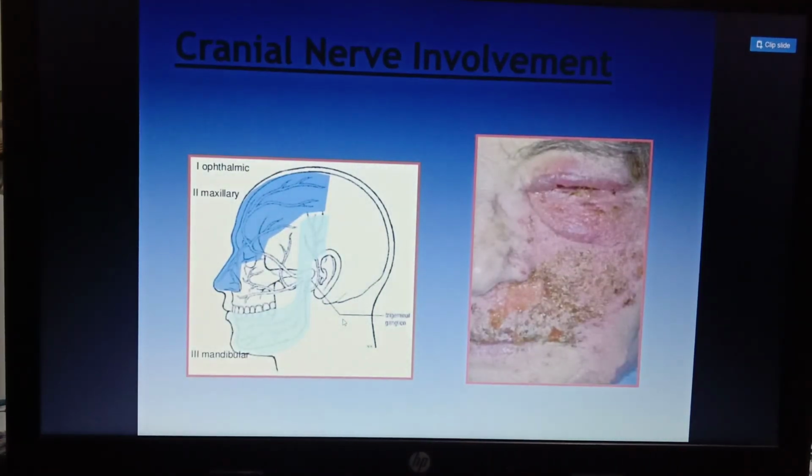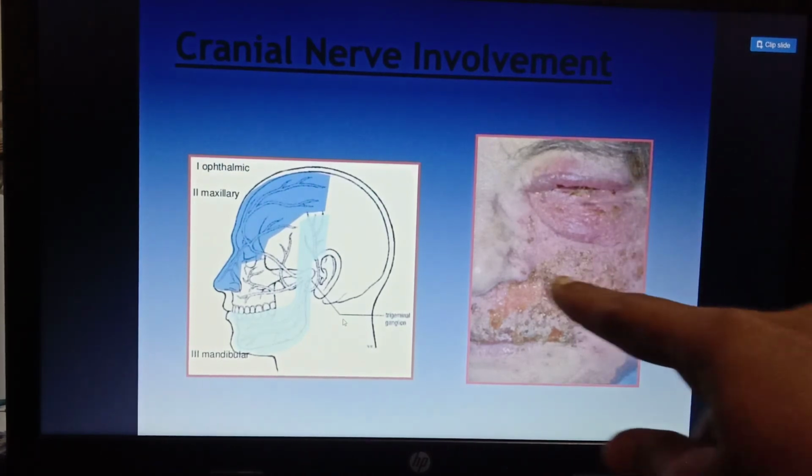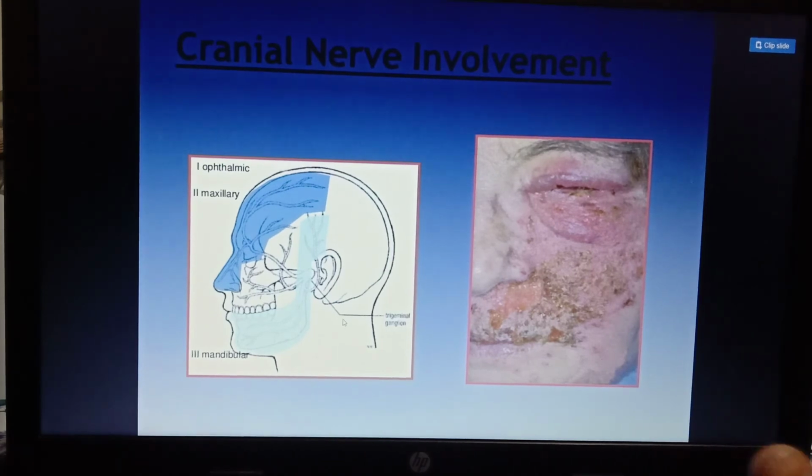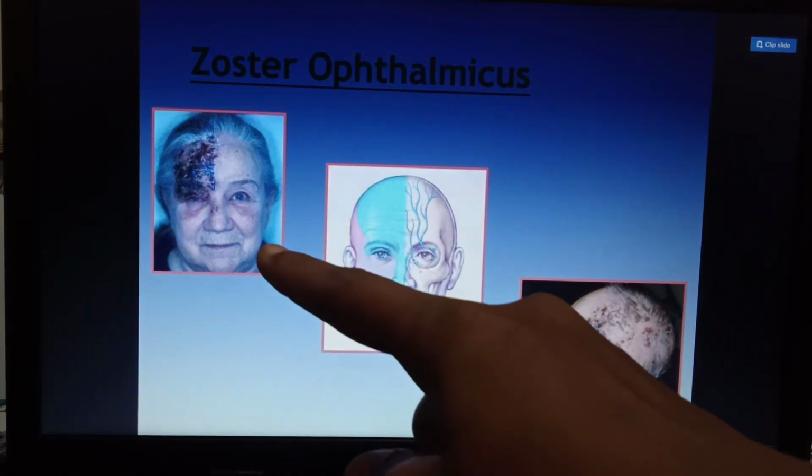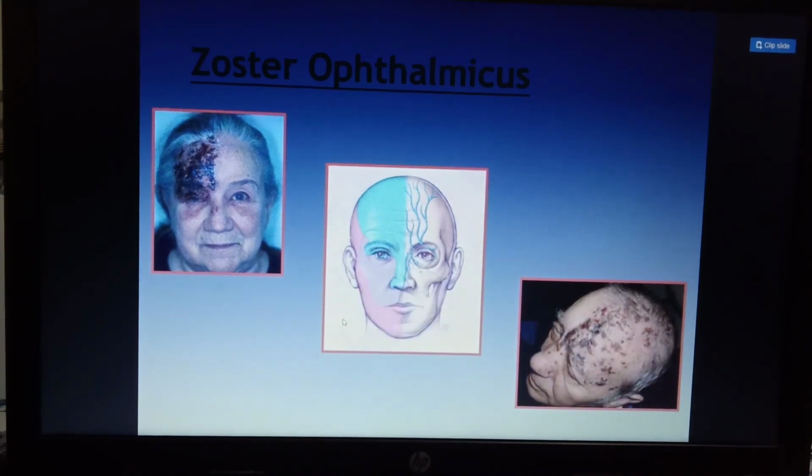Okay, so this is the cranial nerve involvement. When the cranial nerve involvement is there, the person will have facial shingles. Okay, so this is the picture. And this is herpes zoster ophthalmicus, so the eye. Okay, so the person you are seeing, it is going to be like that.